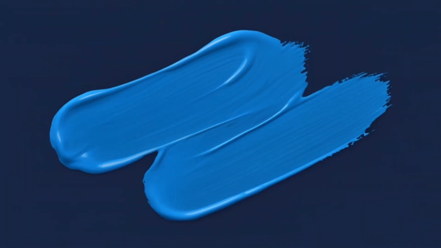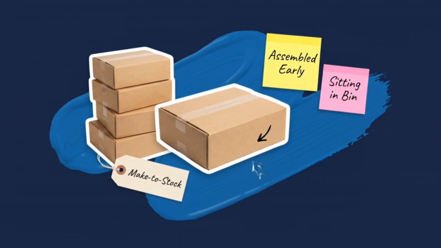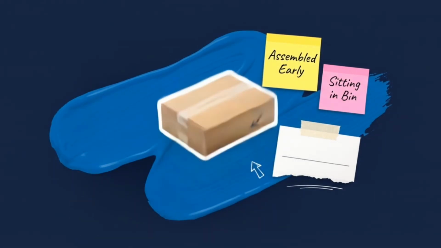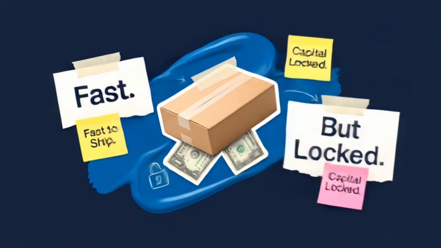Now, before you fix the software side, you need to decide on your kitting strategy. Make to stock means you assemble kits in advance and hold finished units in a bin, just like any standard SKU. This is fast at ship time, but locks up component inventory in completed assemblies.